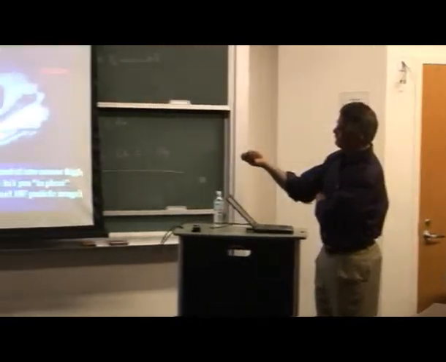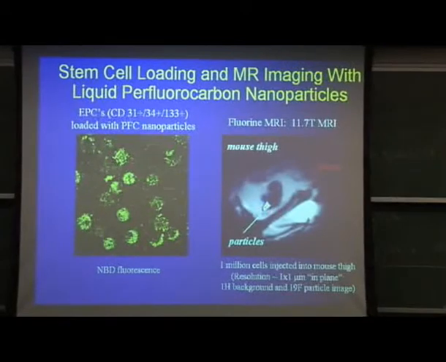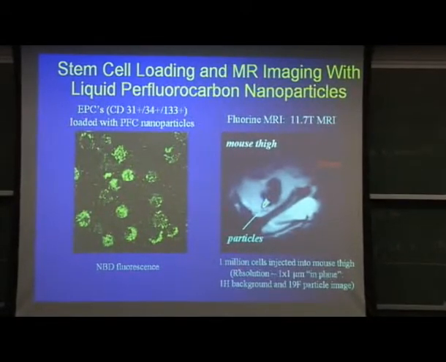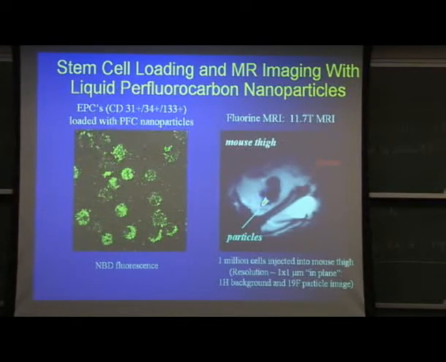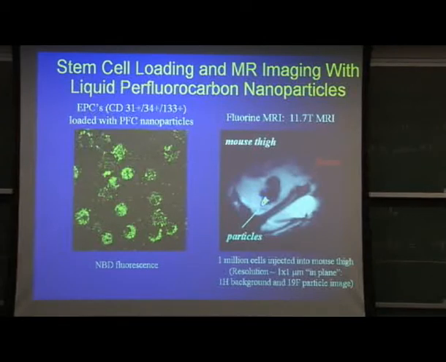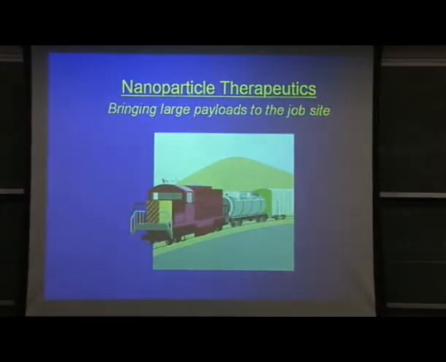Then when you inject these stem cells, this is the femur bone of a mouse, and this is an injection of, let's say, 1 million cells made into the thigh of an animal. Now you can take a picture with fluorine to look at the fluorine signal from these cells, which is distinct, and see where the stem cells are. And you can actually track them around over time and watch them move into other places of the body. What about therapeutics? The key is to bring large payloads to the job site.